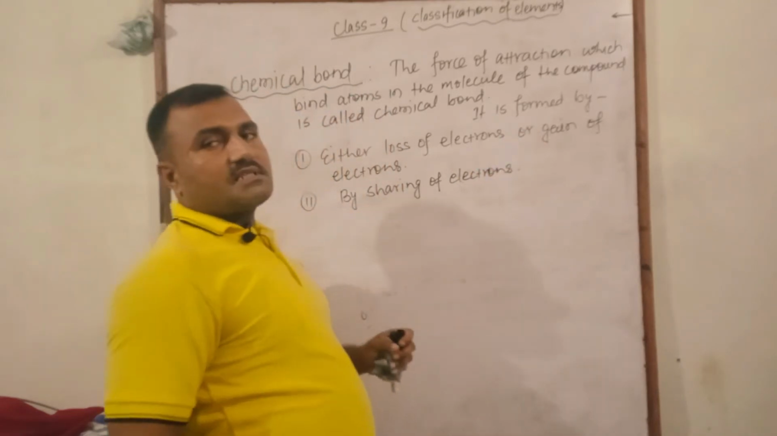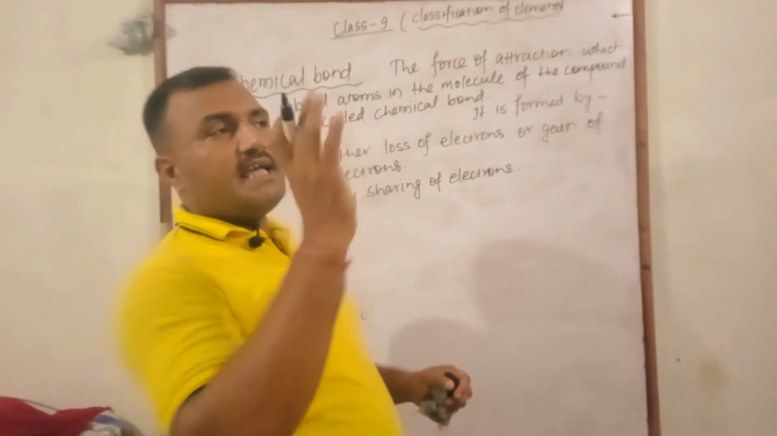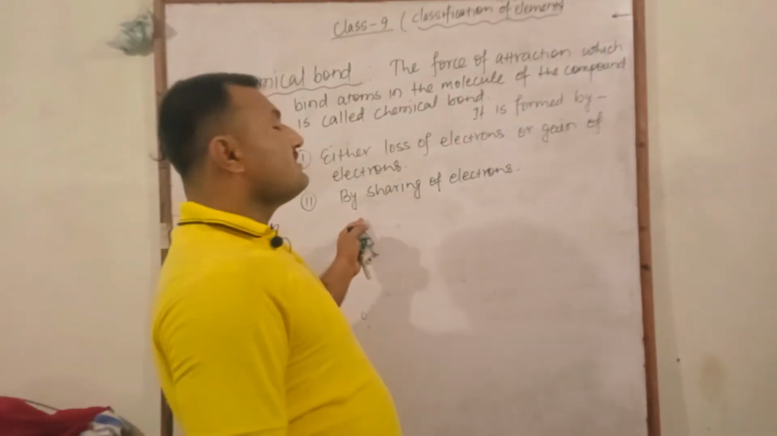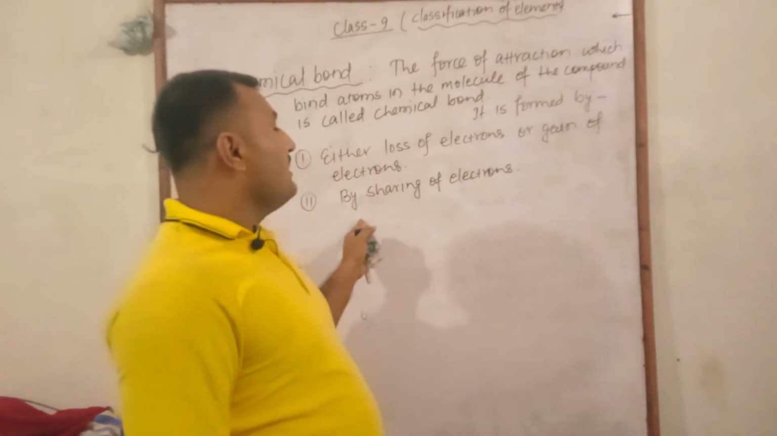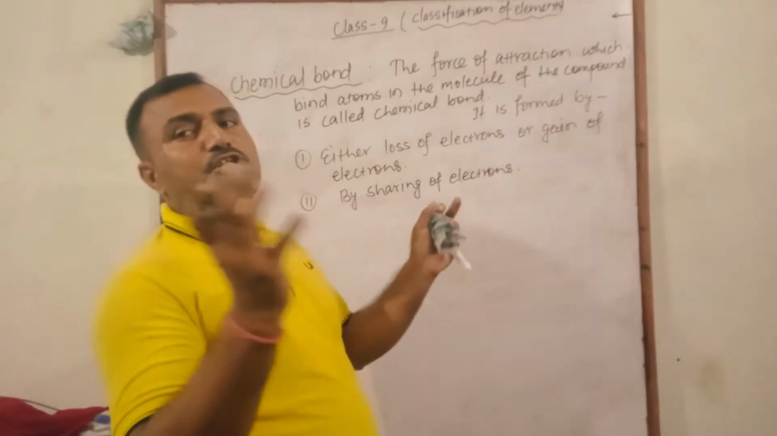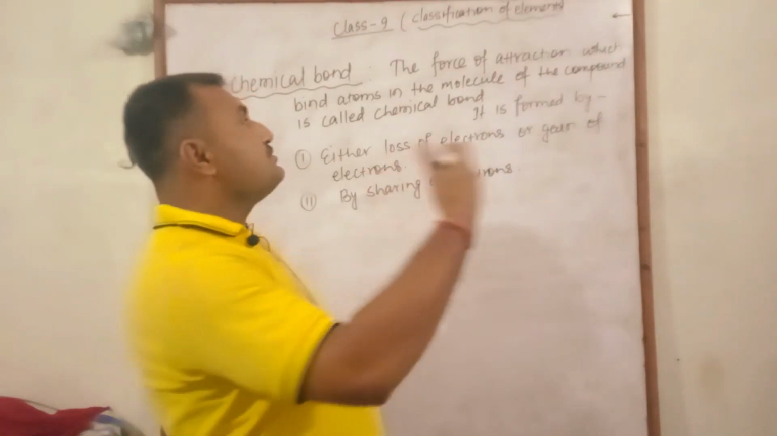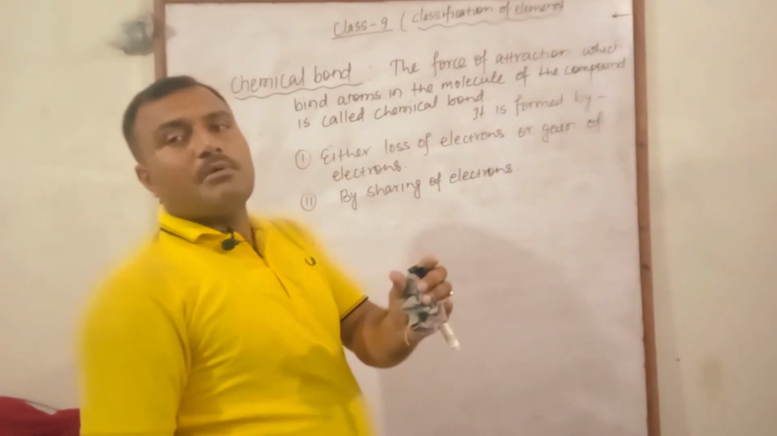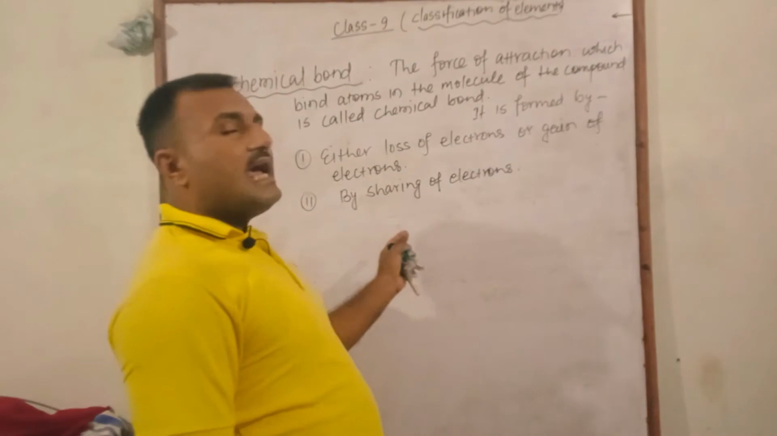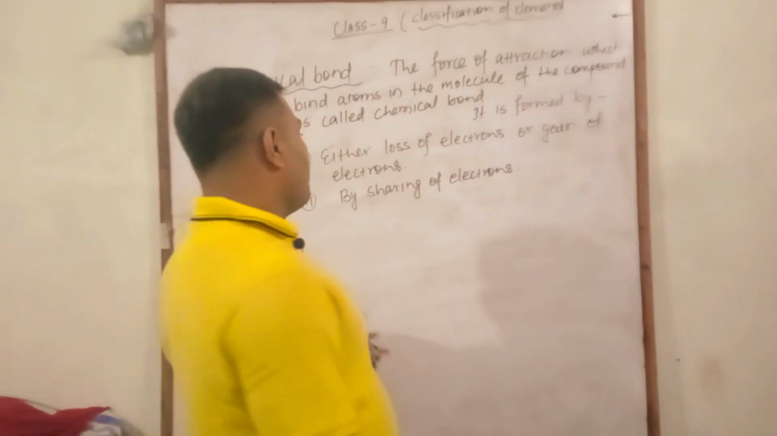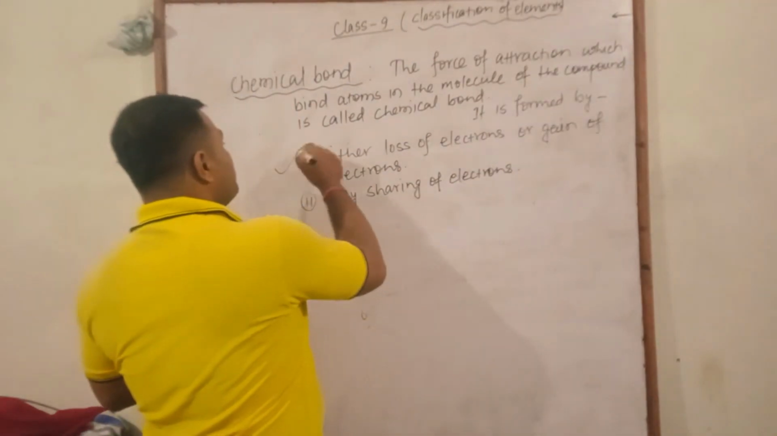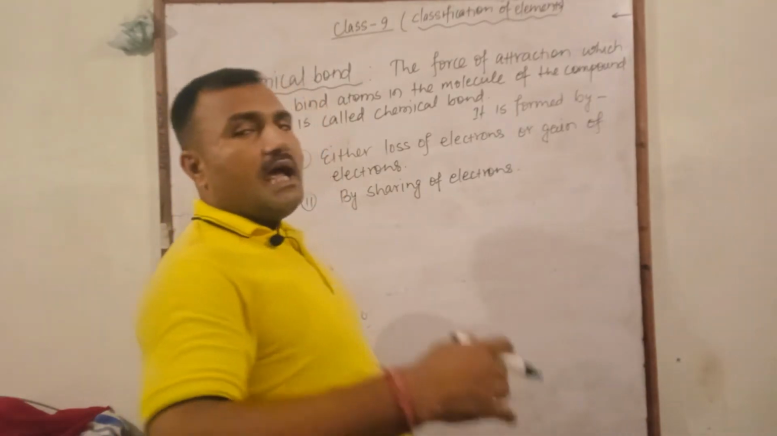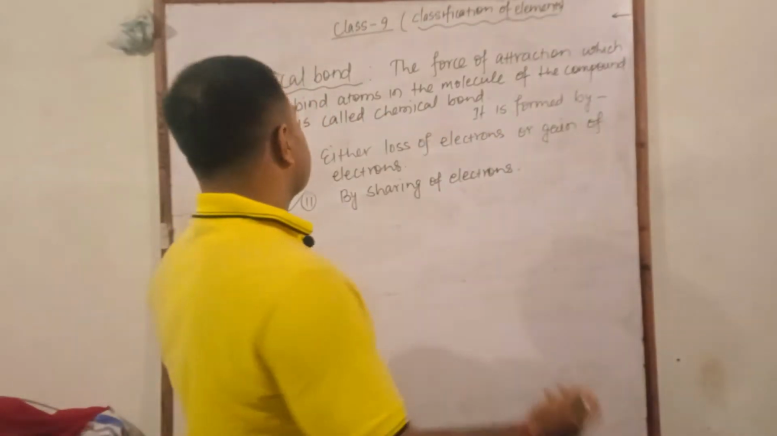When atoms neither lose nor gain electrons, sharing of electrons takes place between two atoms. In this way also, an attraction force between atoms develops, which is known as a chemical bond. By these two processes, a chemical bond is formed and a compound exists.